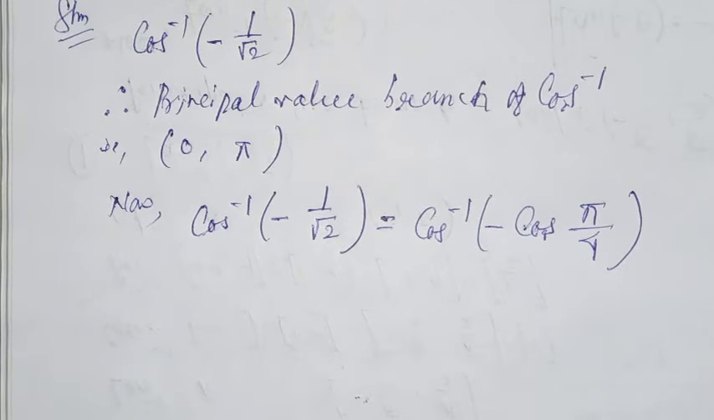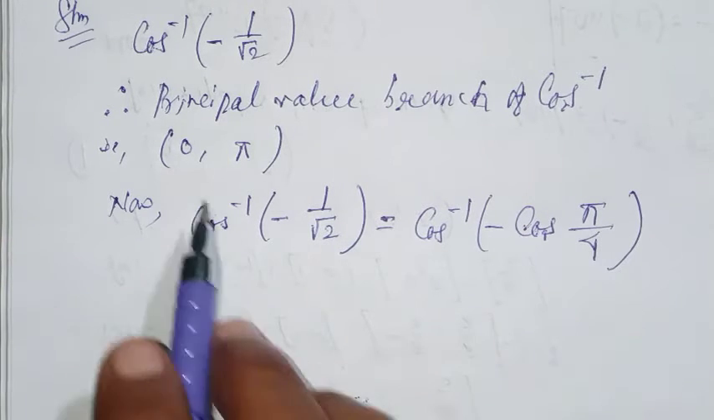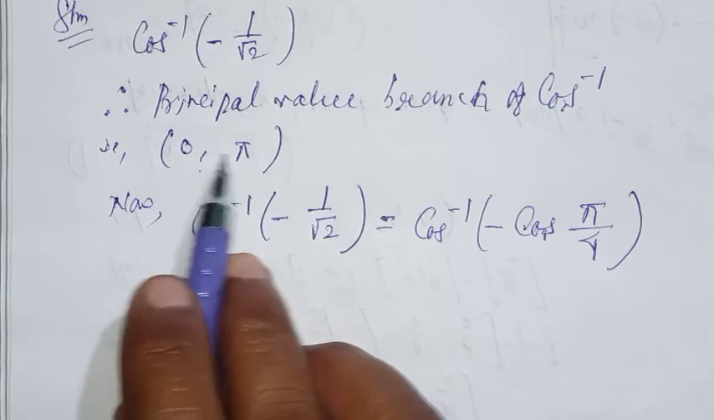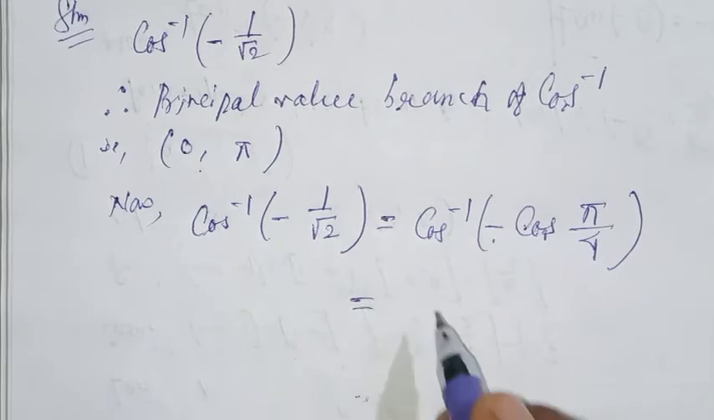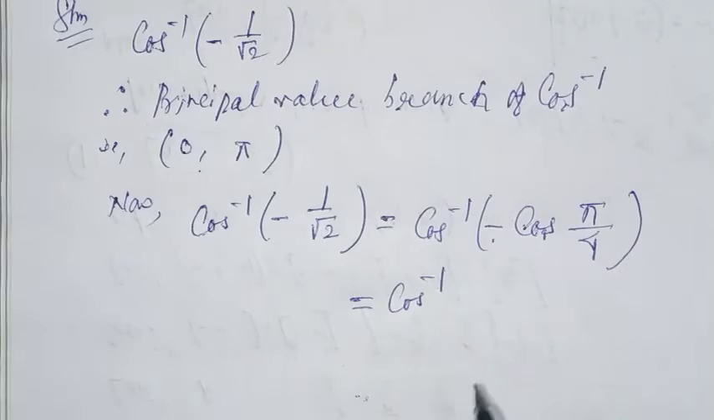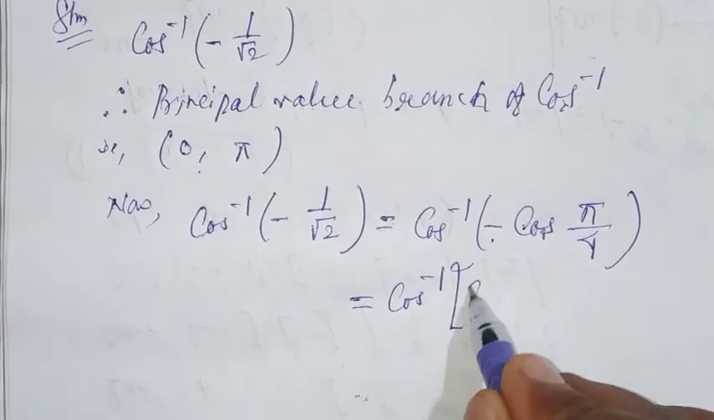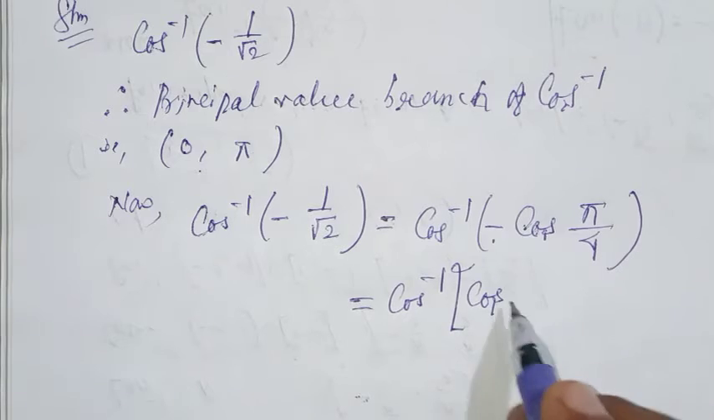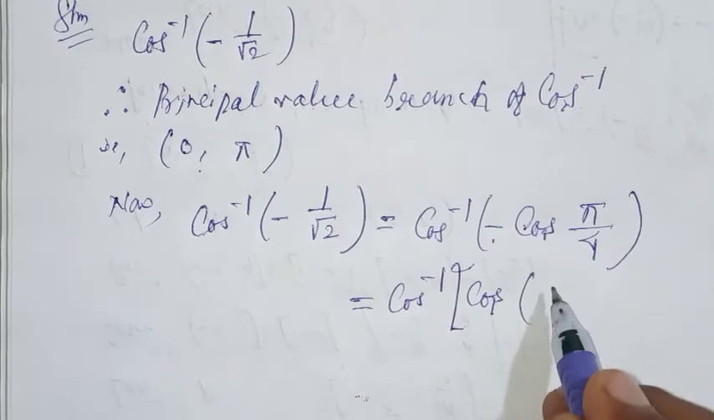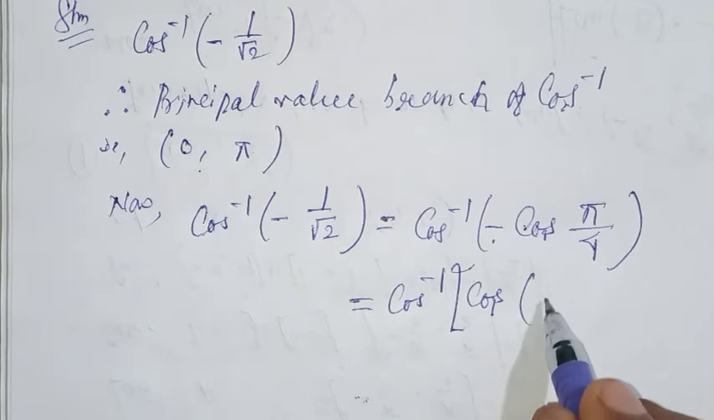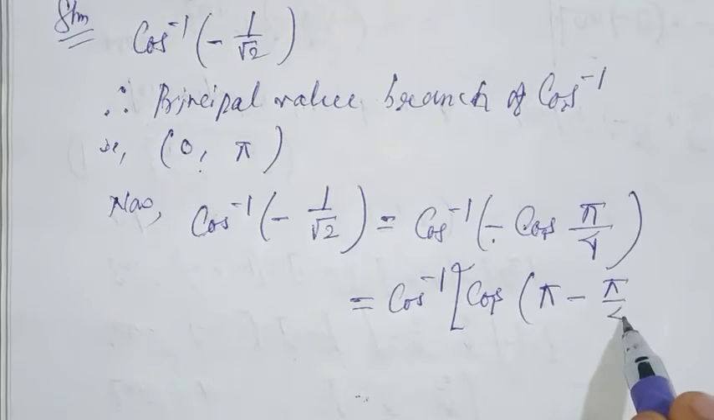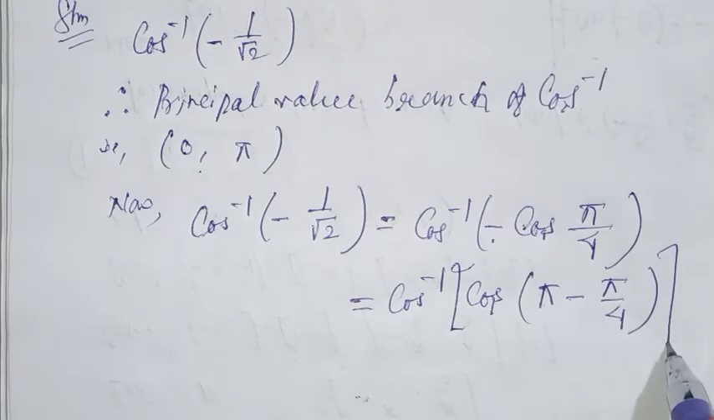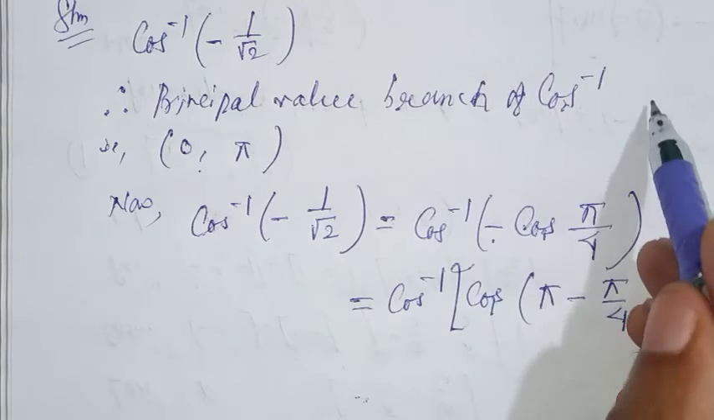If you write it with the minus, then it cannot be in between this and this, because we need the positive value. Here you see this is negative, so we have to change this negative value. Now what will we do? Cos inverse cos, this must be in the second quadrant. We can do this as pi minus pi by 4. So you know this thing, this is in the second quadrant.